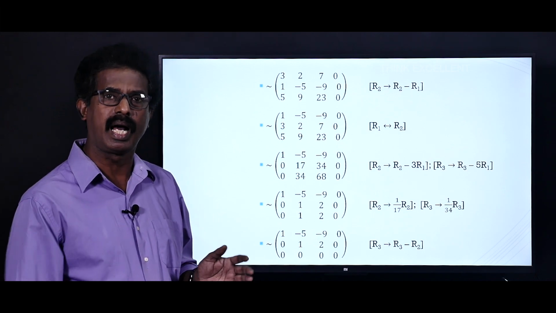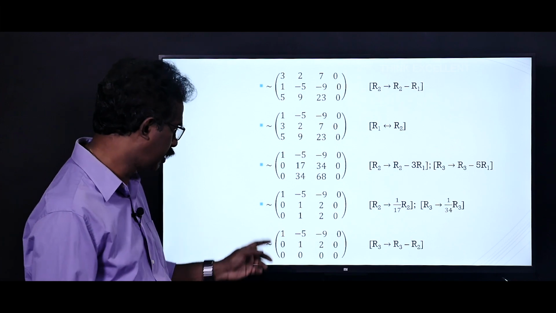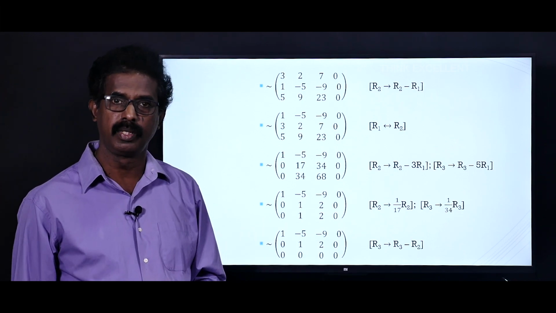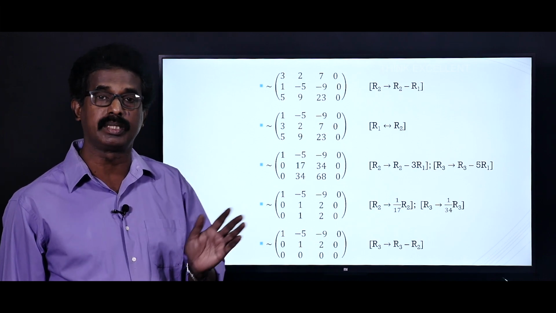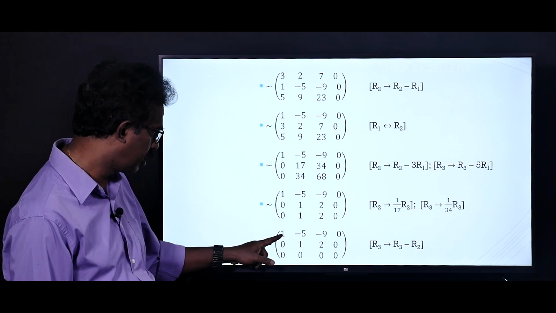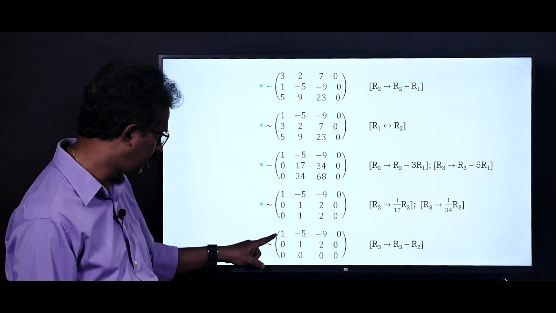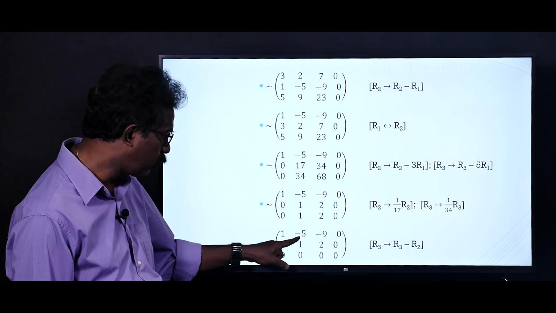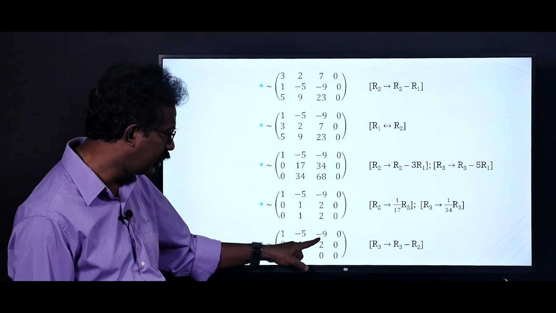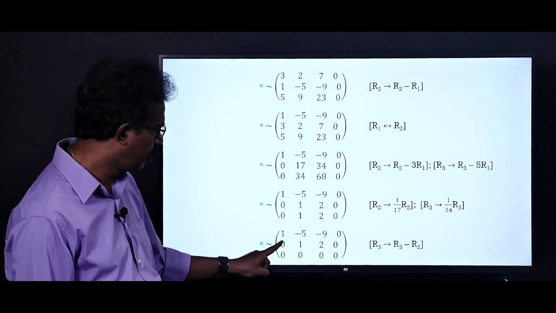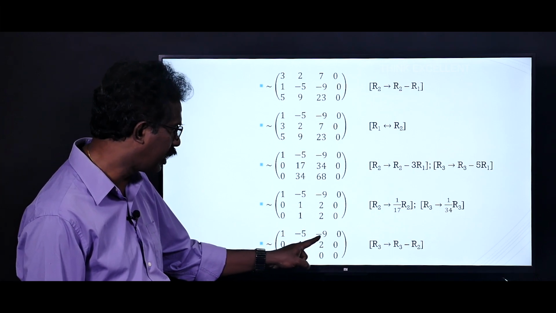Now what you do? Again you write into matrix equation, right? You take the first 3 into X, Y, Z equals 0, 0, 0. You will get the corresponding equations. Can you tell me the equations? So what's the first equation? X minus 5Y plus 9Z equal to 0.